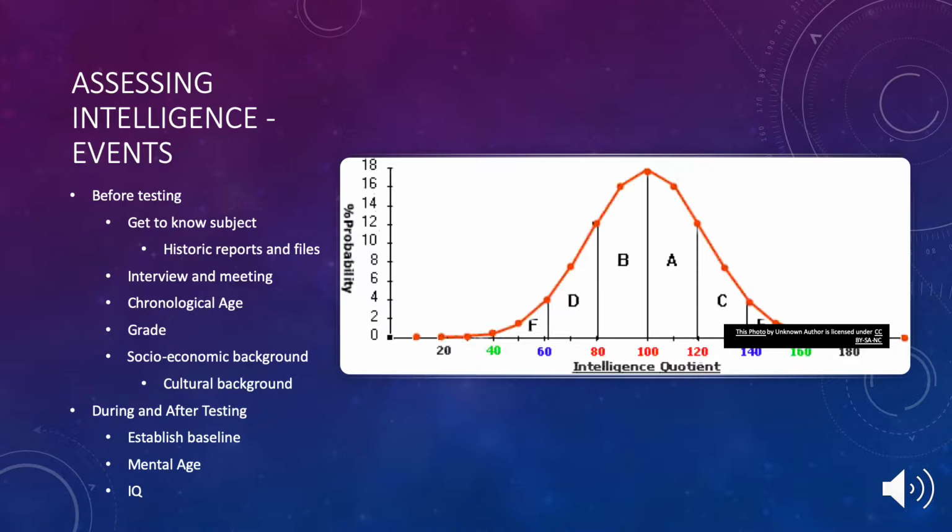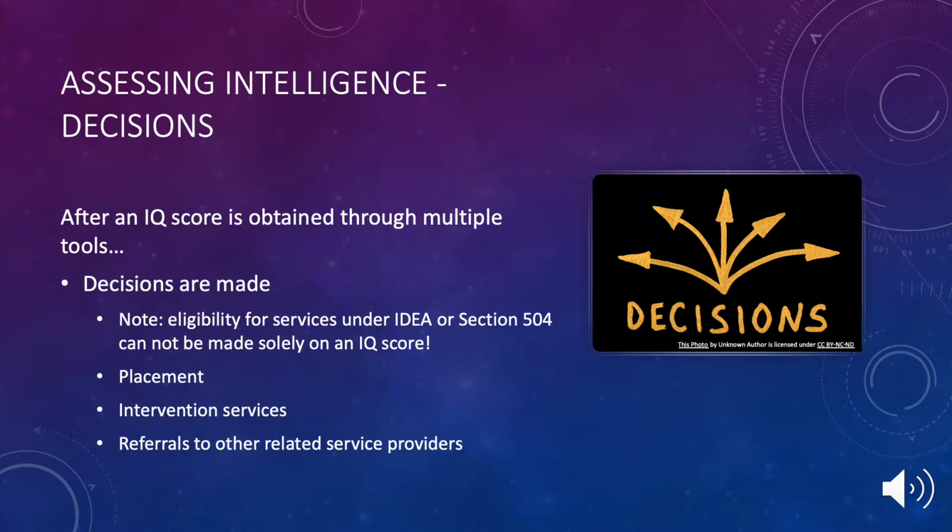The main value that you're given when assessing intelligence is the intelligence quotient. So you're going to use multiple tools to develop an IQ score, and then you're going to make decisions based on that. You can't make decisions based solely on an IQ test. It wouldn't be ethical and it wouldn't be legal. But it should be used in conjunction with other types of assessment.